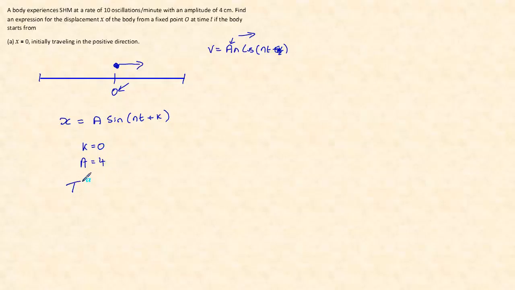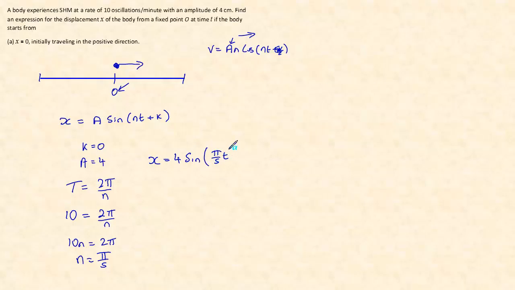Now remember that the period is always 2 pi over n. Here we're told the period is 10, so that's going to be 2 pi over n. So 10n equals 2 pi, giving me that n is 2 pi by 10 or pi by 5. So we've got all of the constants we need. So it's going to be 4 sine pi by 5 t.